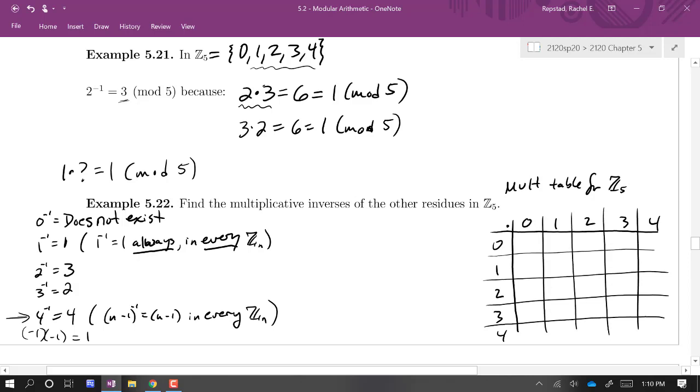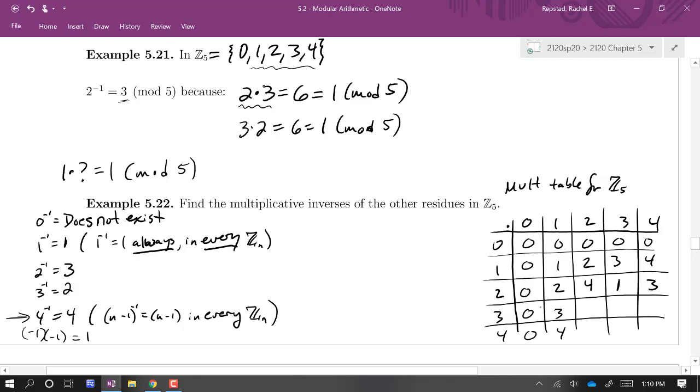Some of these rows and columns are easy to fill out, like 0 times anything is 0. So there's our first row, and there's our first column. 1 times anything is itself, so there's our second row, and there's our second column. 2 times 2 is 4, that's already reduced mod 5. 2 times 3 is 6, that's 1 mod 5. 2 times 4 is 8, that's 3 mod 5, 3 more than 5.